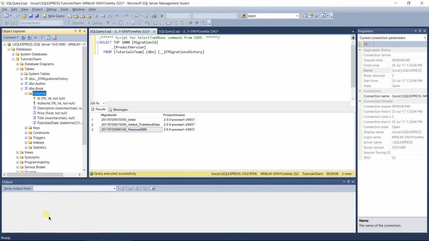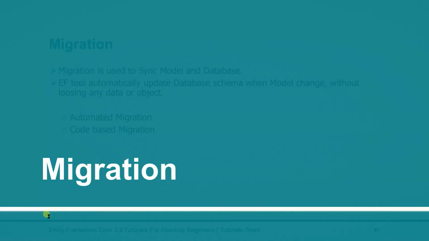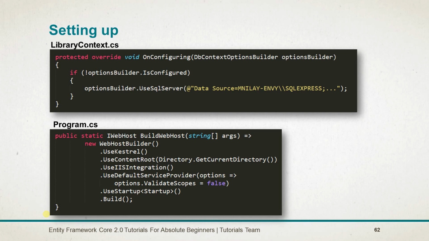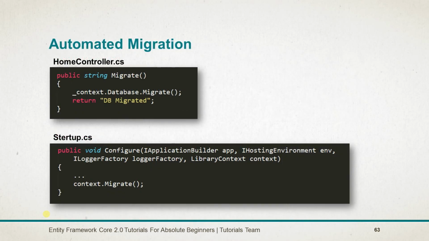Let's see what we learned in these two sessions. We saw what a migration is and the two types of migration. We need to specify the connection string in the OnConfiguring method of the context, and we also need to update the program.cs file with some new method calls. To do migration, we need to call the Migrate method of the Database property of that context. To make it automated, we need to call it from the Configure method of the startup.cs file.